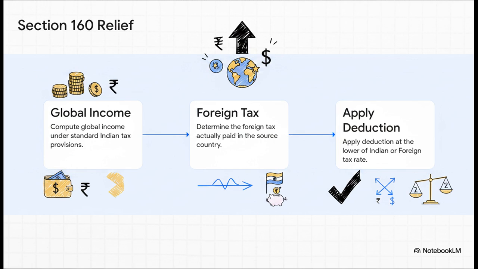Now, the absolute golden rule here is that relief is calculated at the lower of the two rates, either the Indian rate of tax or the foreign rate. And hey, if both rates happen to be exactly equal, relief is just granted at the Indian rate. It's a fairly straightforward but absolutely vital calculation to get right.